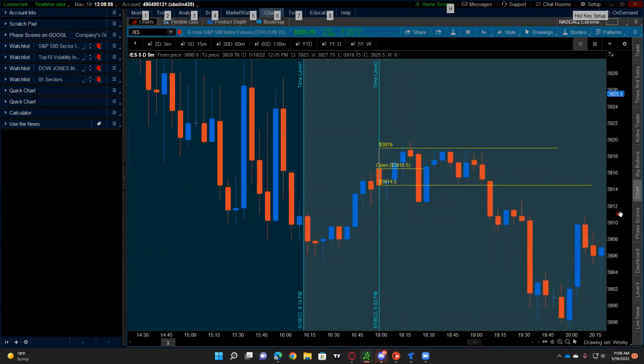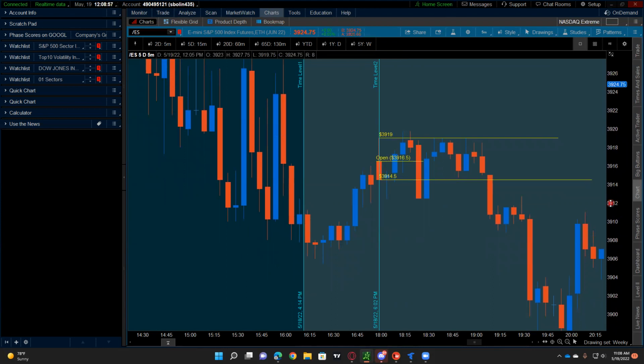Now that open range doesn't have to be 5 minutes. When I was studying open range, I've used a 1 hour, a 30-minute, a 15-minute, a 5, a 1, and I've even used ticks and just went with pivot high and first pivot low. So you can use whatever open range you want.